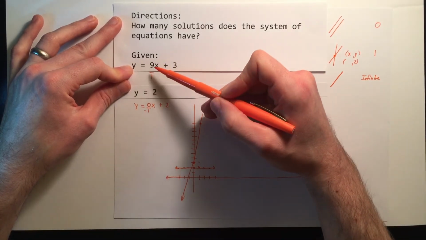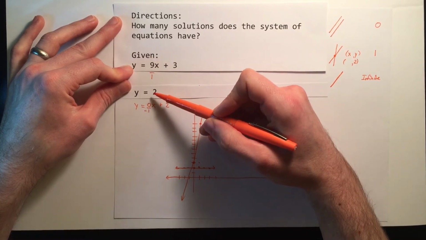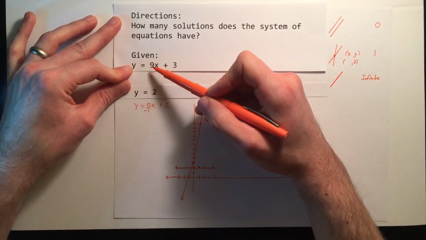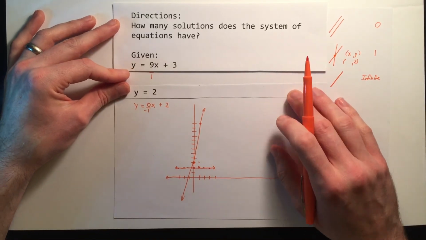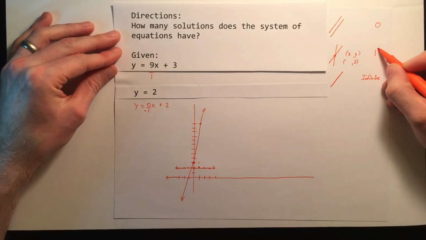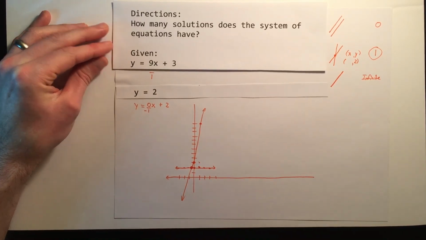So you can see that because this one has a slope other than 0, and this one has a slope of 0, when you have two lines that have different slopes, you know that they will intersect each other. And so this is what it would look like. All right, so 1 is the solution because they crossed at exactly 1 point right there. And that's the end of this problem.